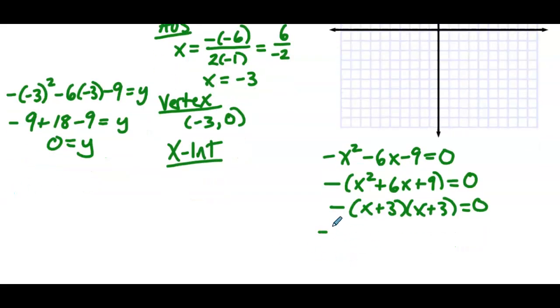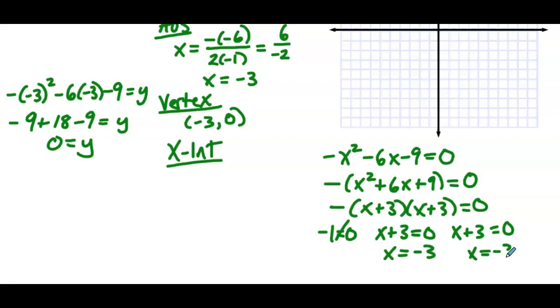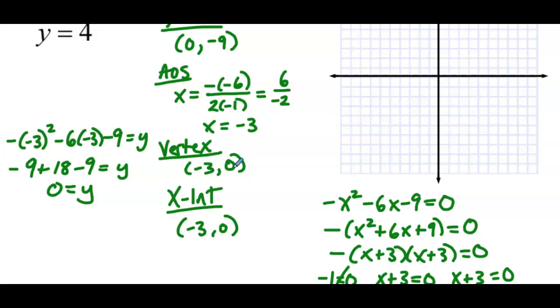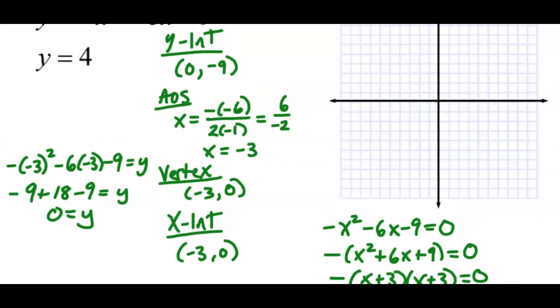So we have either negative 1 equals 0, or x plus 3 equals 0. Negative 1 doesn't equal 0. And here we'd have x equals negative 3. So we did confirm that there is one x-intercept. And again, we should remember, when the vertex is the x-intercept, there's only one point.